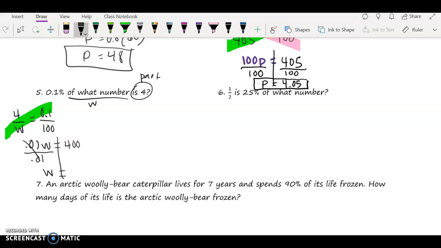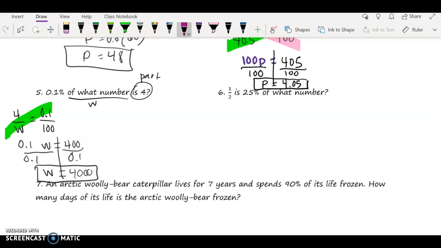0.1, or 1/10. Oops, I wrote that wrong up here. Sorry. Dividing by 0.1 on both sides. Anyway, I divide by 0.1, I get 4,000 for my W. So my whole was 4,000 and my part was only 4, so I got 4 out of 4,000.